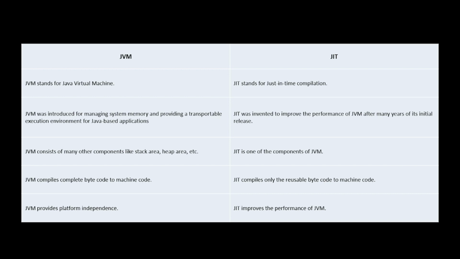The JVM compiles complete bytecode into machine code, while the JIT compiles only reusable bytecode to machine code. So the JIT improves the performance of the JVM.